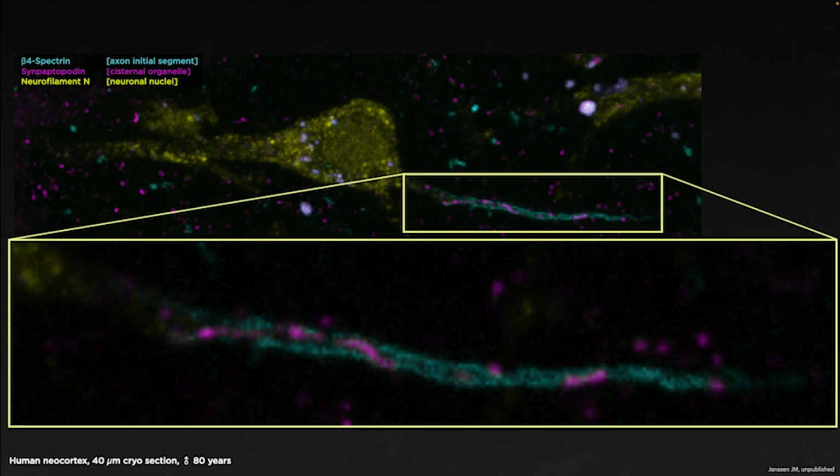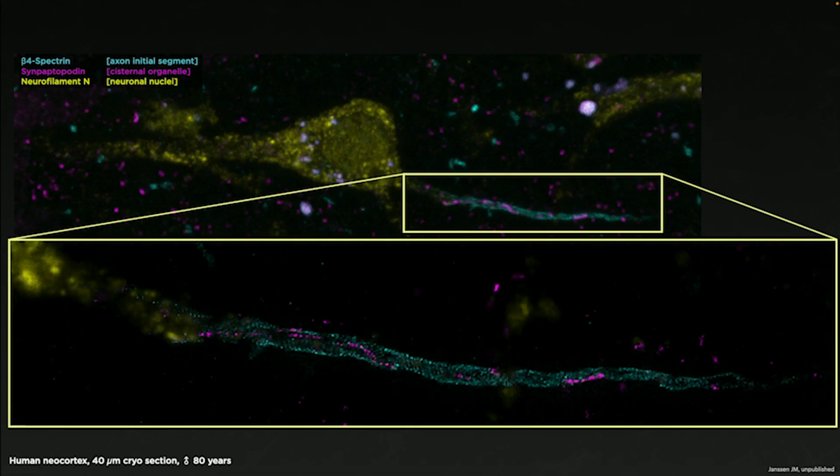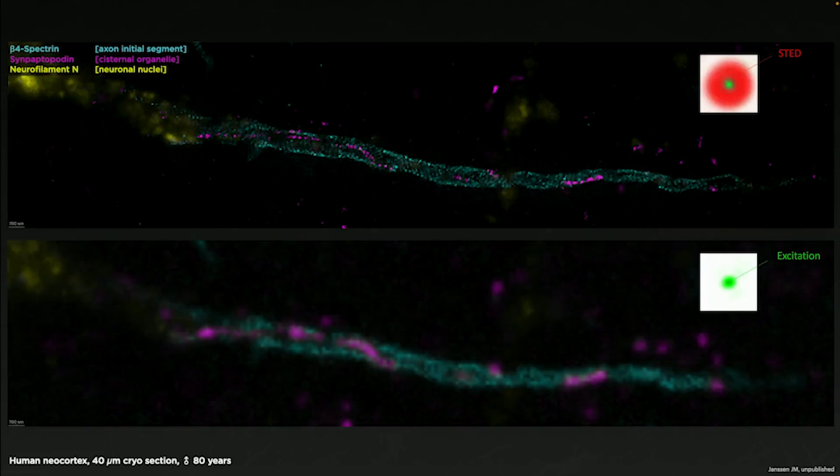Now applying 2D STED microscopy, we can actually see this lattice-like structure of our structural proteins, and we can see the small parts of the cisternal organelles that are clustering in these deficient structural sites in between. So again, normal image quality below and STED image above.